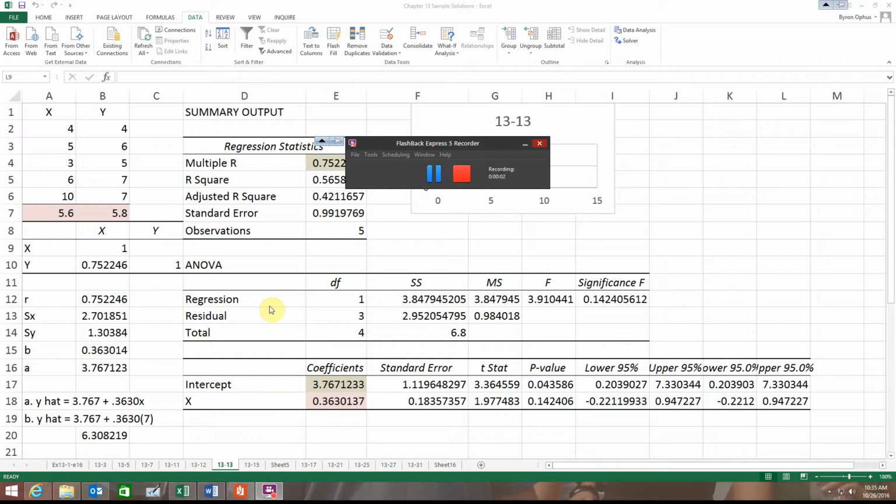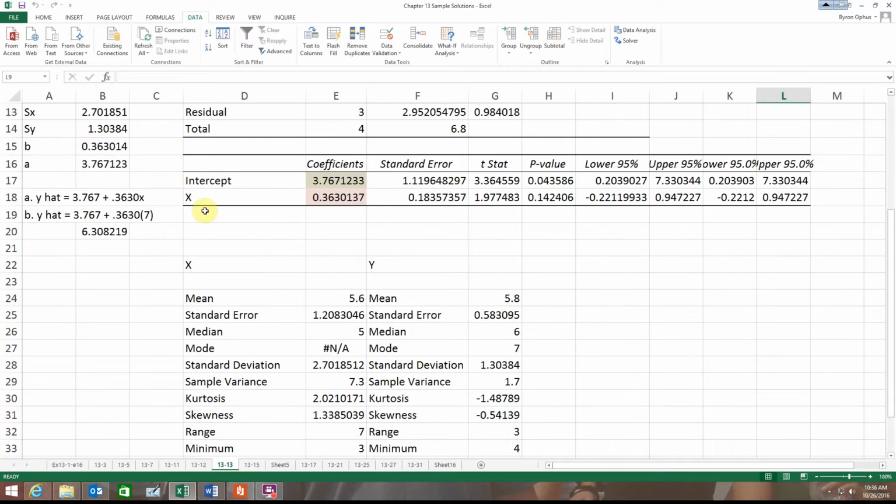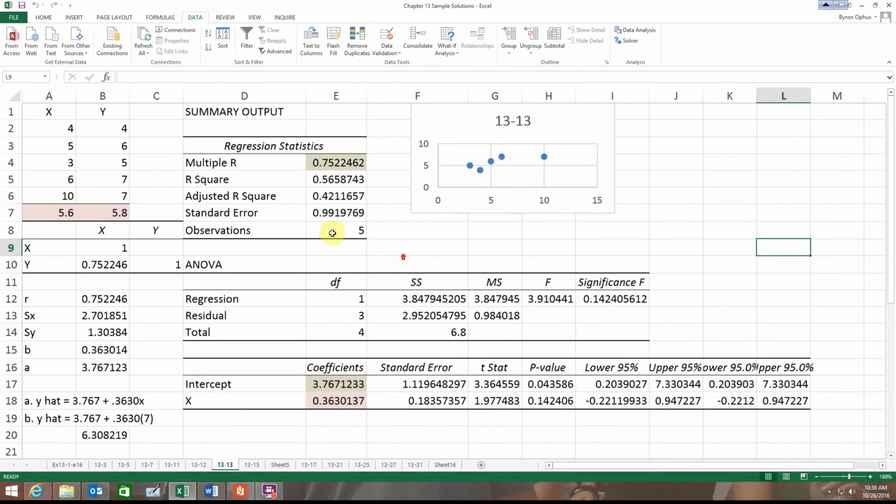We're going to take a look at 13-13, and you guys are just going to be amazed. We have such a small amount of data that's provided, and the question is very innocuous: determine the regression equation and determine the value of y hat when x is 7. And look at all the stuff that I have to figure that out. Goodness gracious. Let's get started.